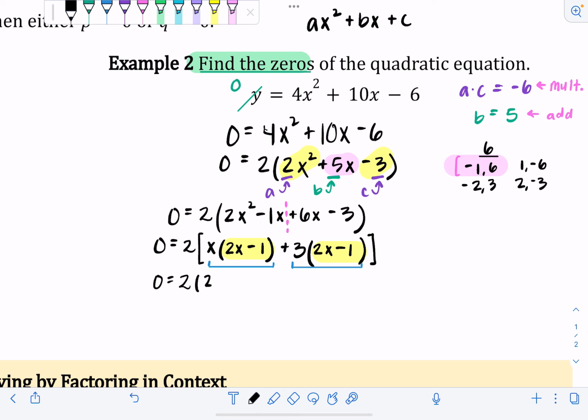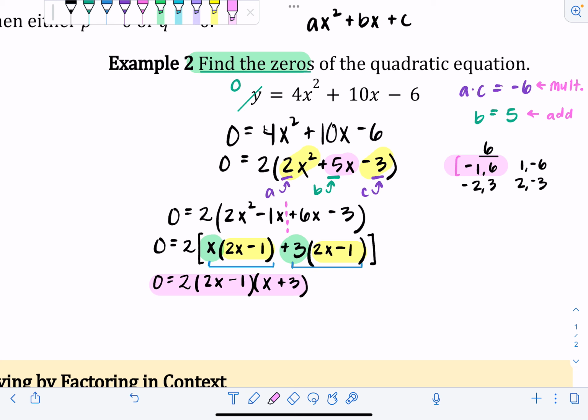So I'm going to take that 2x minus 1 out of both of those. And then what is left over becomes its own binomial in the parentheses. So x plus 3. So in parentheses, I have an x and a plus 3 left over. And now, we're not quite done with the problem yet, but now this problem is in factored form.